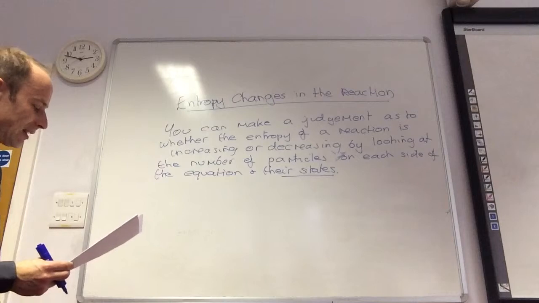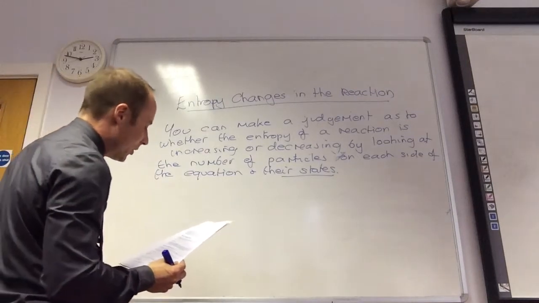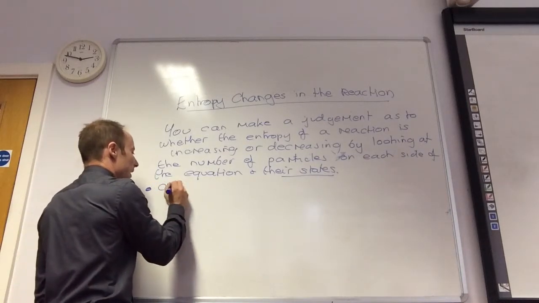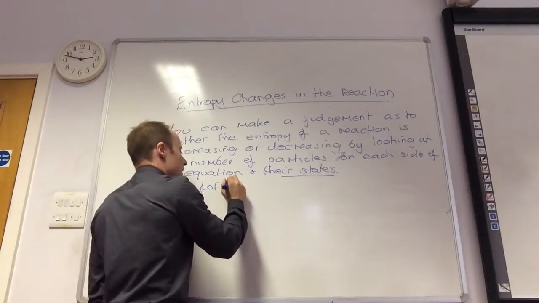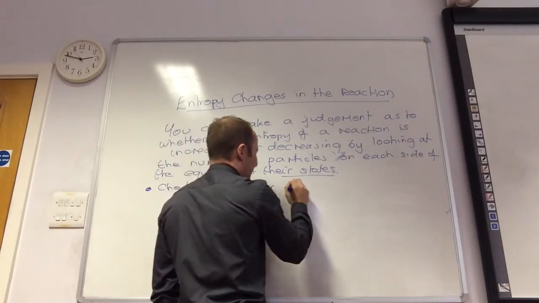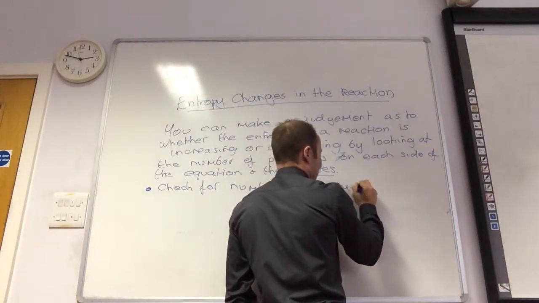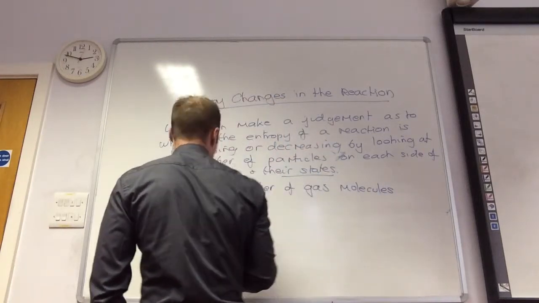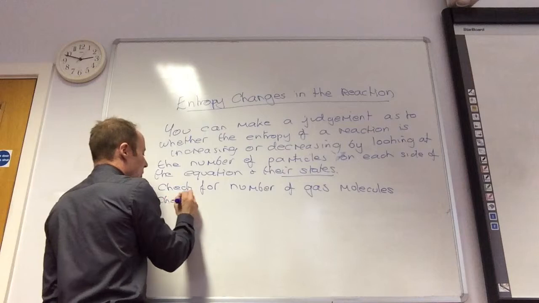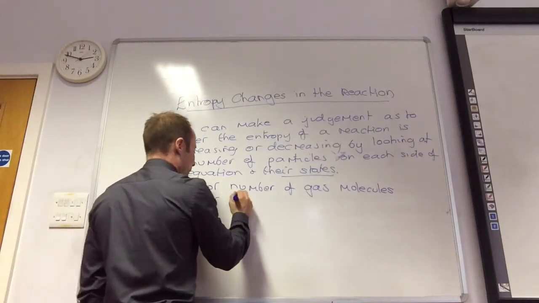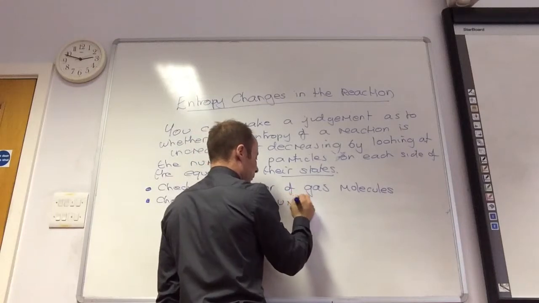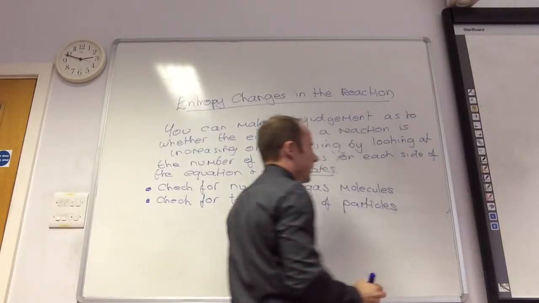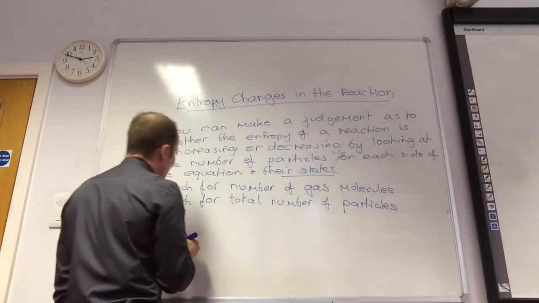If I'm making a gas, that can only be a good thing. So the key thing, check for the number of gas molecules on each side, because they're the most significant. They have the higher entropy. So check the number of gas molecules and also check for the total number of particles. Normally it's an easy judgment to make. If it's hard, they'll get you to do the calculation.